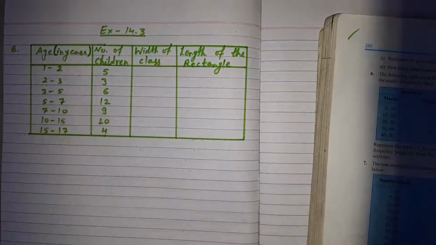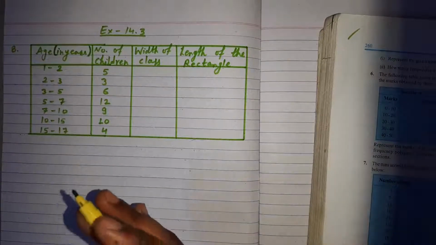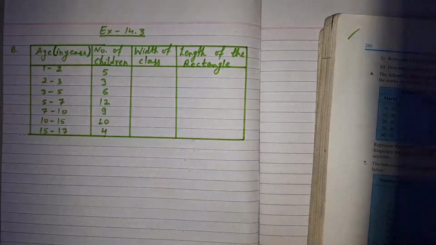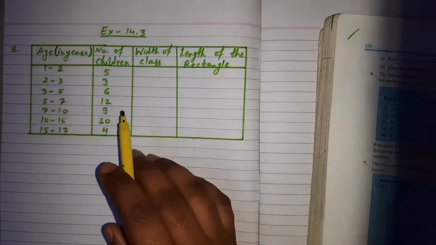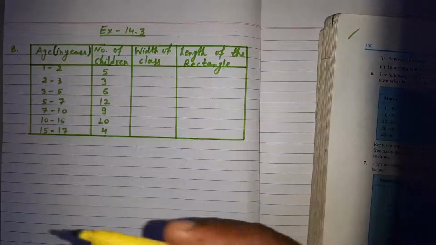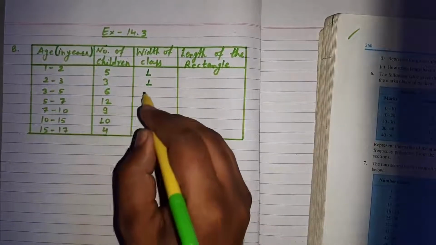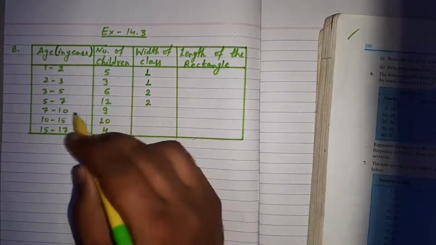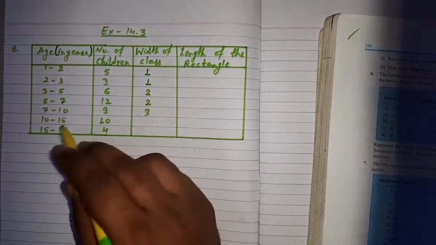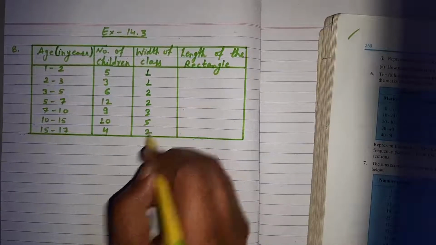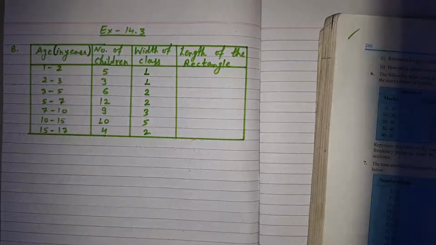The second point is that the lengths of the rectangles are modified to be proportionate to the class size 1. So here we need to make two columns: the first one for the width of the class and the second one for the length of the rectangles. The width of the class we know is upper limit minus lower limit, so 2 minus 1 is 1, 3 minus 2 is 1, 5 minus 3 is 2, 7 minus 5 is 2, 10 minus 7 is 3, 15 minus 10 is 5, 17 minus 15 is 2.